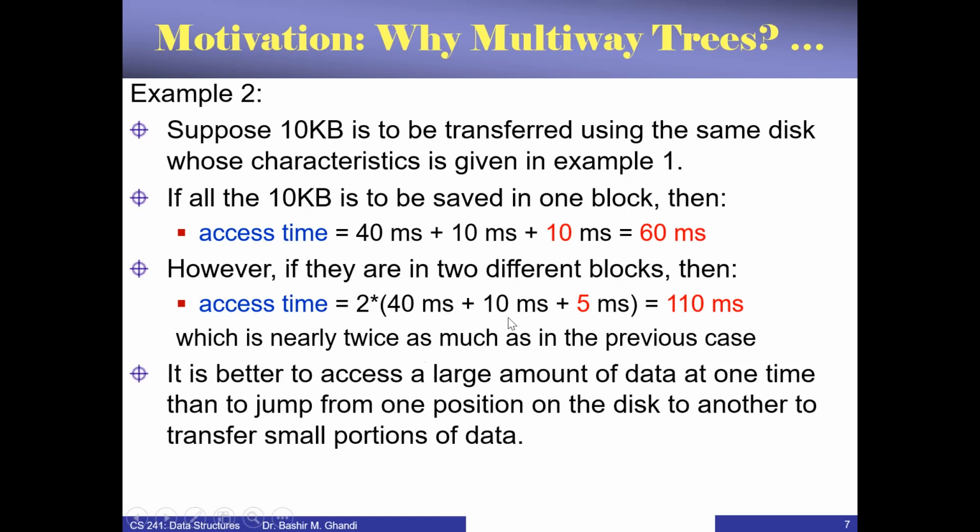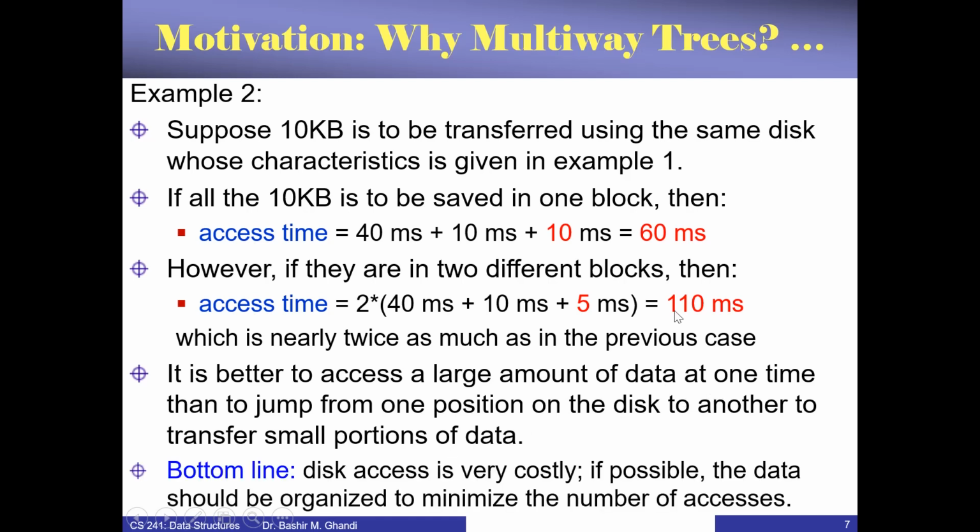So it is better, based on this example, to access a large amount of data at one time. In other words, save as much data as you can in one block and read it one time or write it one time, rather than jump from one position on the disk to another to read your data. The bottom line is that disk accesses are very costly. If possible, the data should be organized to minimize the number of disk accesses.